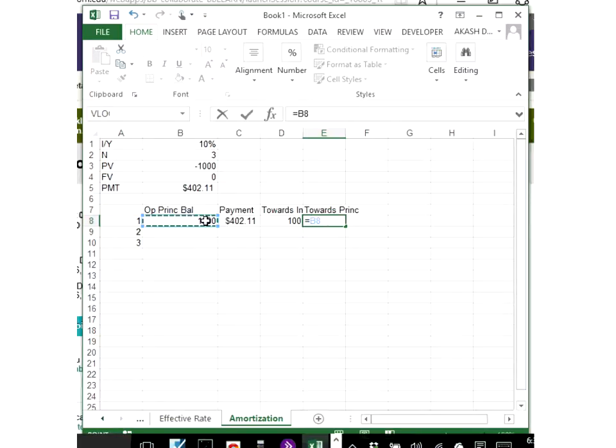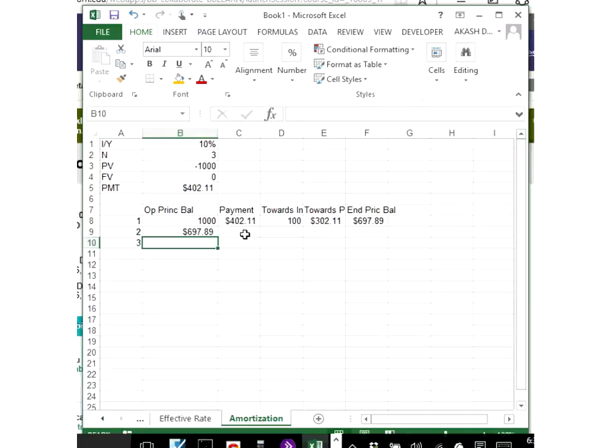And then towards principal is going to be 1,000 minus 402 minus 100. Just towards principal is going to be this one minus this, and then your ending principal balance will be 1,000 minus 302.11. So this is going to be your opening principal balance for the next year.